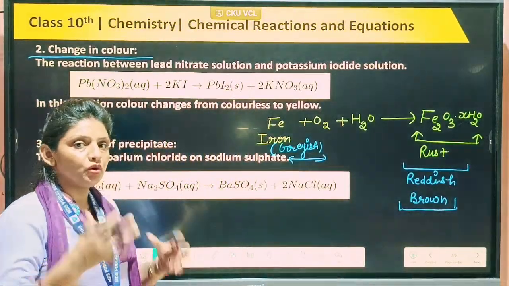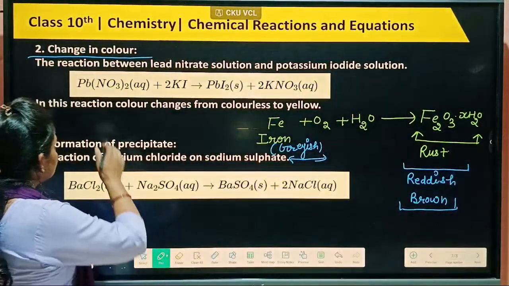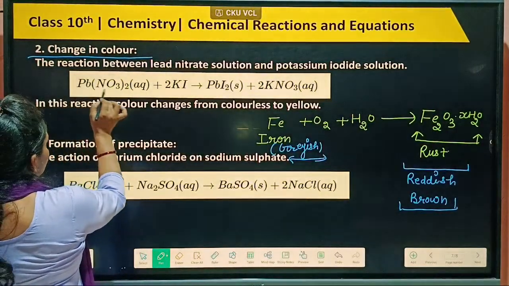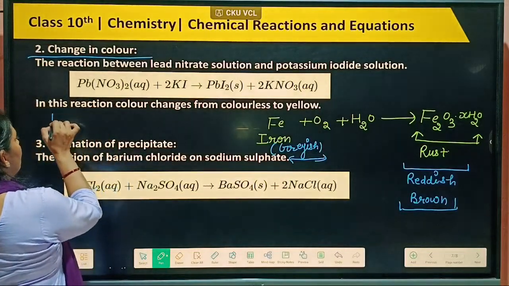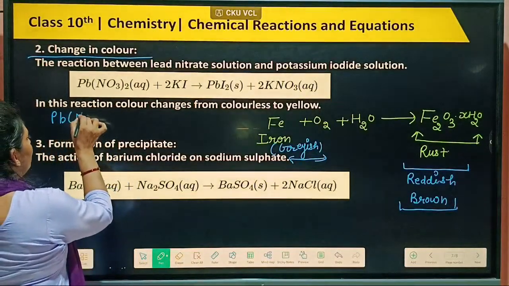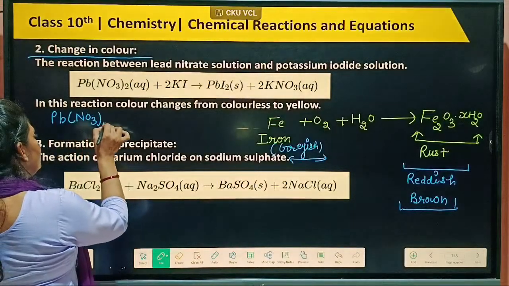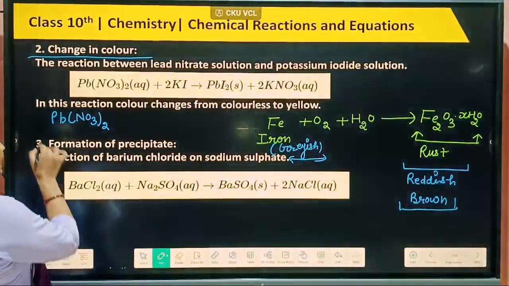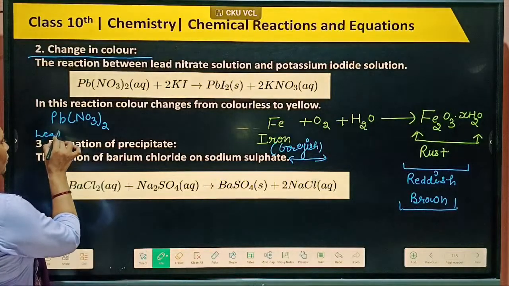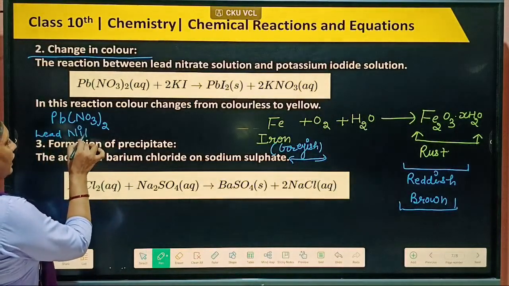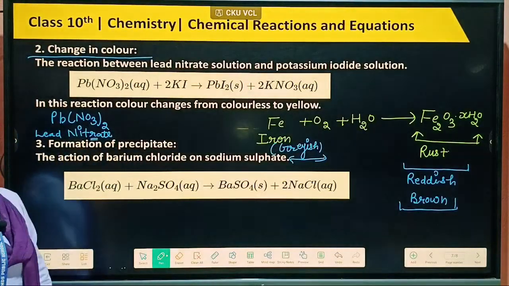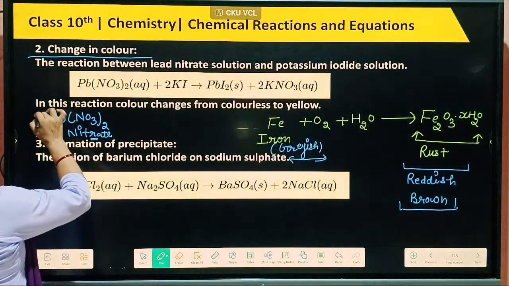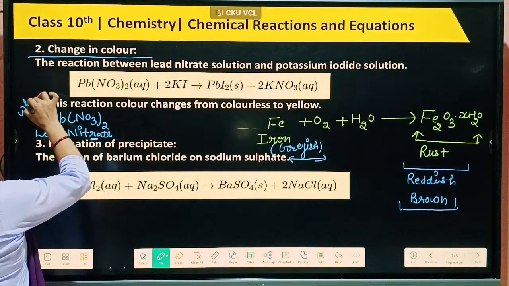You can see one more example. Here students, if we have Pb(NO3)2, this is lead nitrate. You know this is lead nitrate. Students, it is white in color. It is white in color.